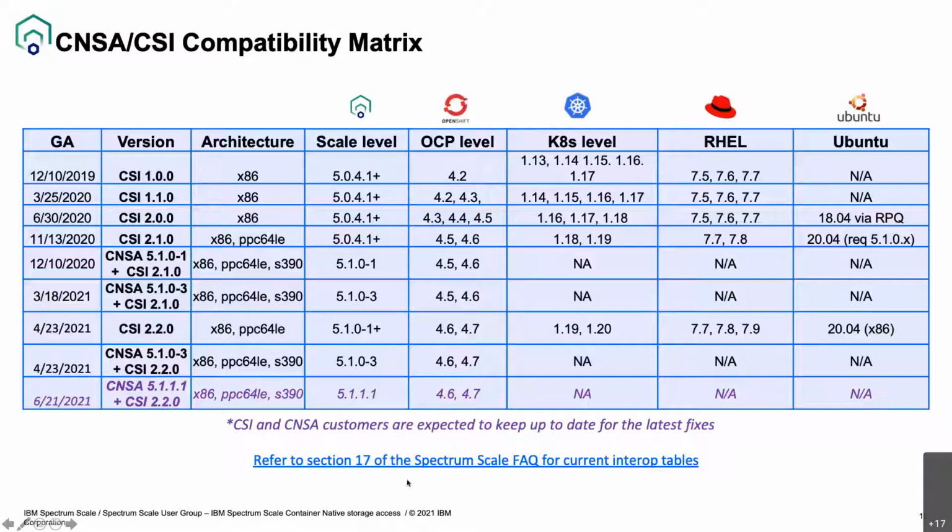If you want to check out section 17 of our Spectrum Scale FAQ, there are the interop tables in more detail. We like to stay current, especially with OpenShift, just so we can get the added security that comes with staying current. So that's why you'll see there is an accelerated pace at which we keep in step, which may differ from Spectrum Scale today.